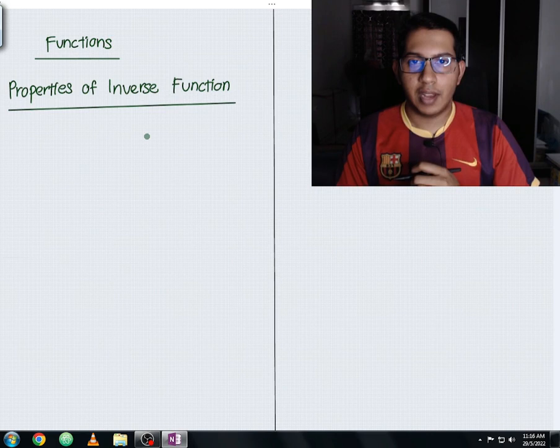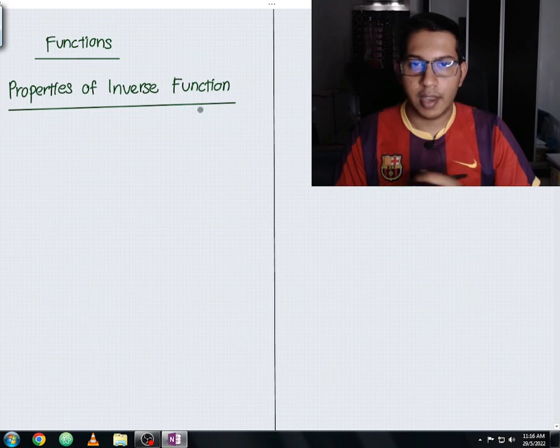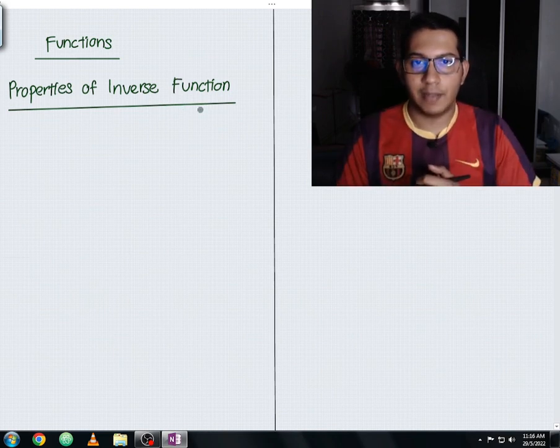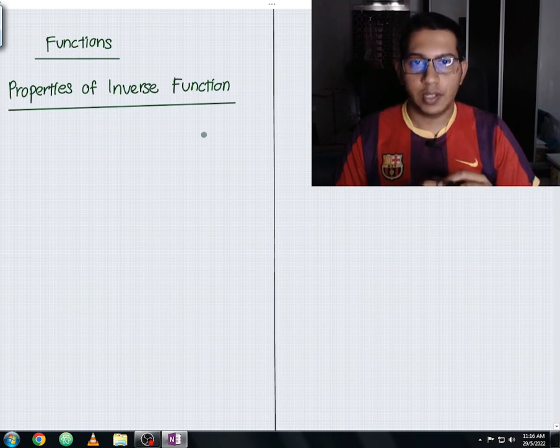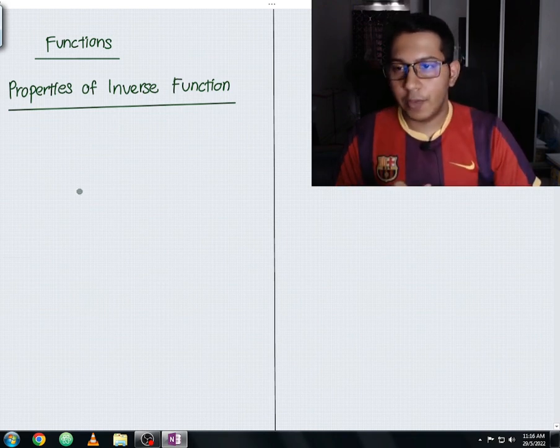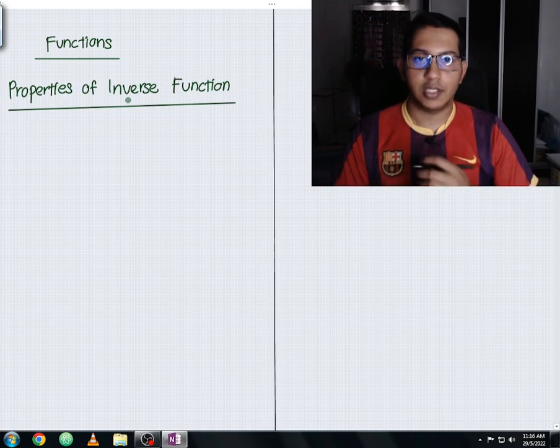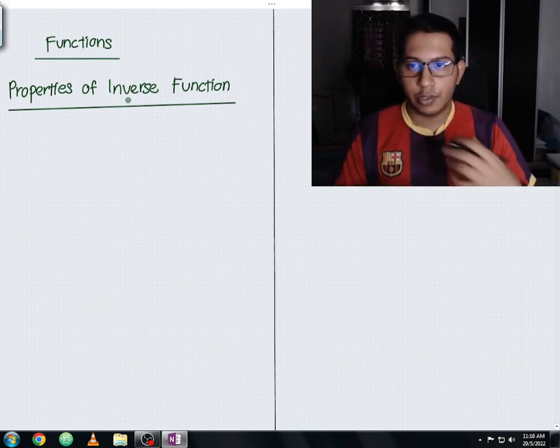Okay, we have come to the last part of our Form 4 Chapter 1 functions video, which is the properties of inverse function. We are still in the inverse function subtopic. We have covered the introduction and we also covered the horizontal test, and now we have come to the properties of inverse function. So allow me to go through some of the key properties of the inverse function, guys.